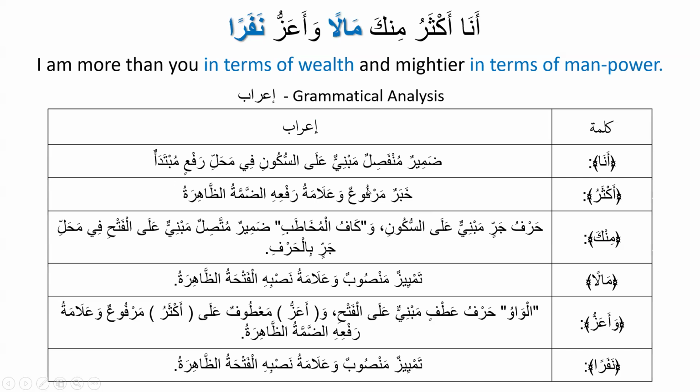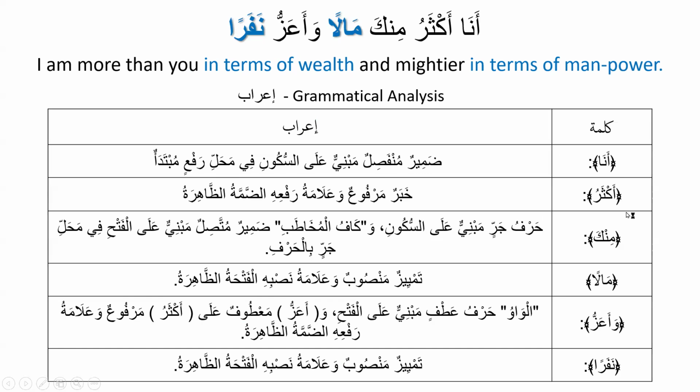Why fi mahalli rafa mubtada? Because we know that this damir munfasil is not showing the rafa state, the ending state, that is dhamma. It is damir munfasil mabni ala sukun. So we need to write fi mahalli, في محل رفع مبتدا, because it's mubtada and it's not showing the state of rafa, not showing the dhamma. That is why. And also it is mabni. So: damir munfasil mabni ala sukun fi mahalli rafa mubtada. This is the place in the sentence.